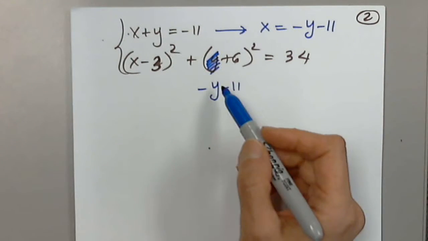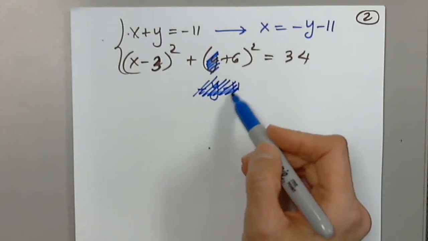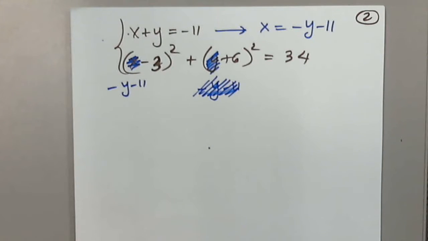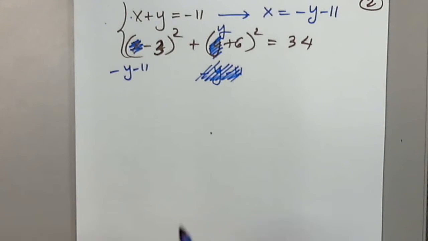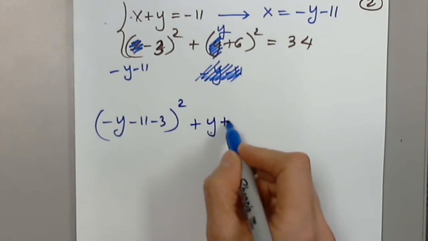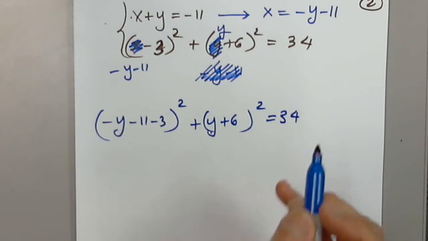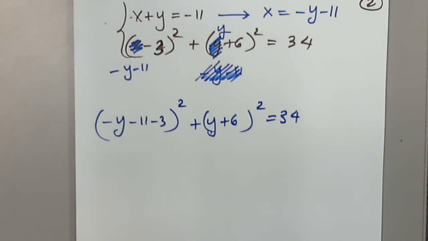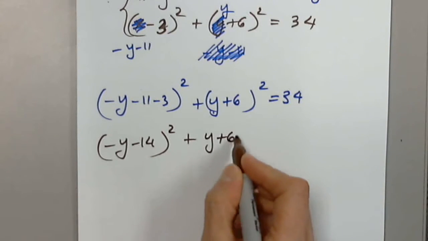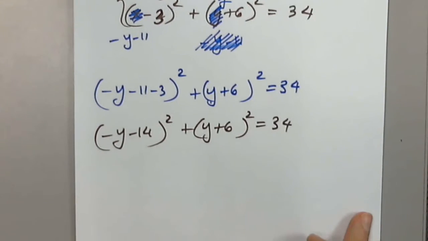I'm sorry. See what I did? We are replacing x by negative y minus 11, not the y. So this has to stay. Okay, sorry about that. So negative y minus 11 minus 3, everything squared, plus y plus 6, everything squared equals 34. So far, so good? Perfect. So then I have negative y minus 14, everything squared, plus y plus 6, everything squared equals 34.